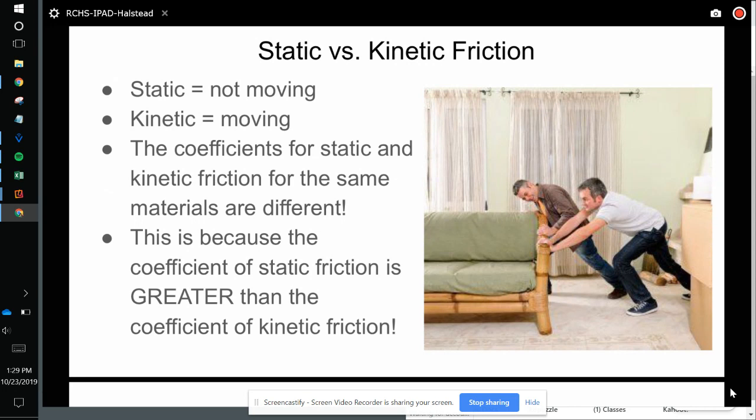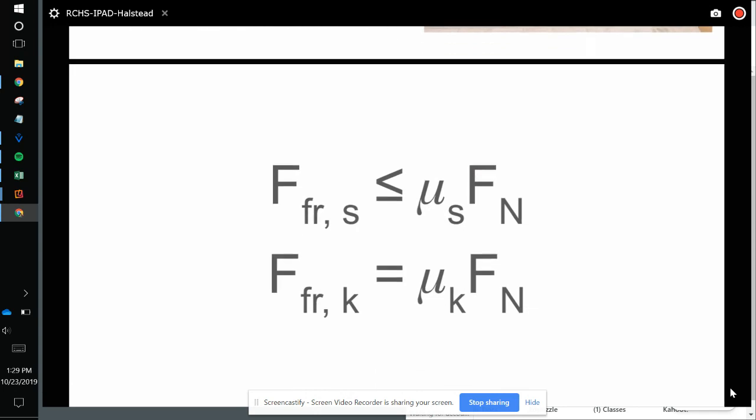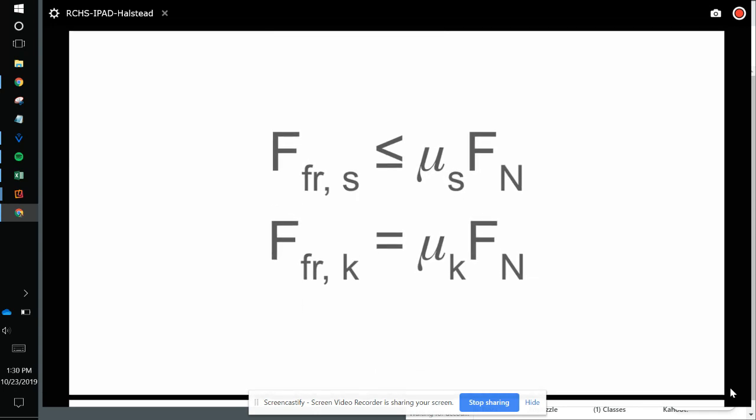If you've ever tried to push a couch across carpet like these two guys are trying to do, it's really hard to start that couch moving, but once it's going, it's not as hard. So the static coefficient of friction mu s is going to be greater than the kinetic coefficient of friction mu k. Now we have these equations right here.